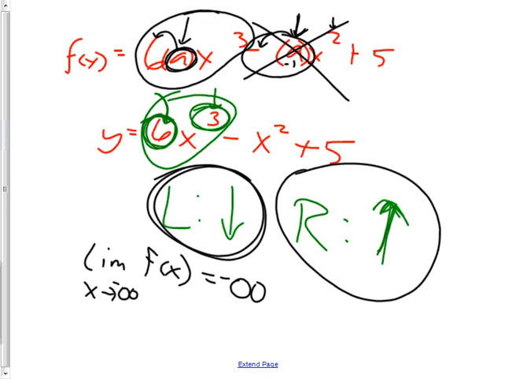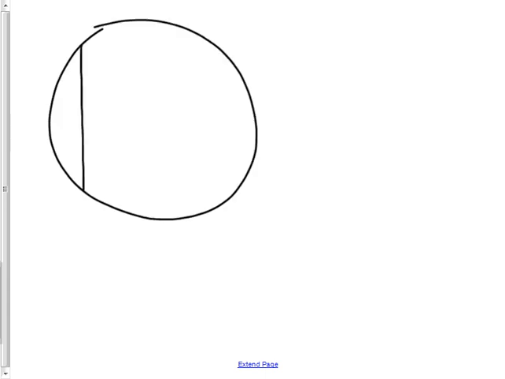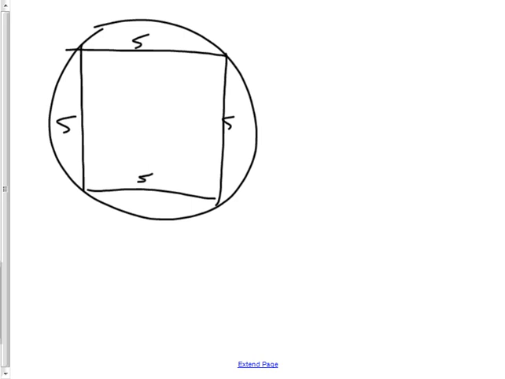All right, so 47. A square with side S is inscribed in a circle. Inscribed means it's inside. So an inscribed square looks like that. You get that. And its side is S. So they're all S's. Square. I'm drawing my picture. Remember how I generally say draw the picture and then try to figure out a formula and stick the stuff from the picture in the formula?